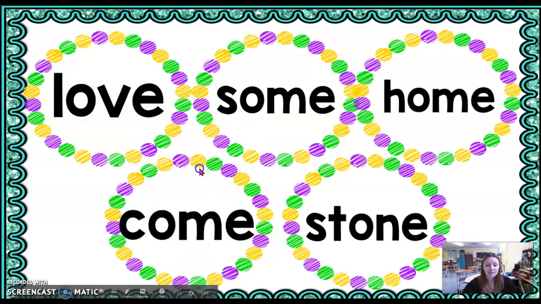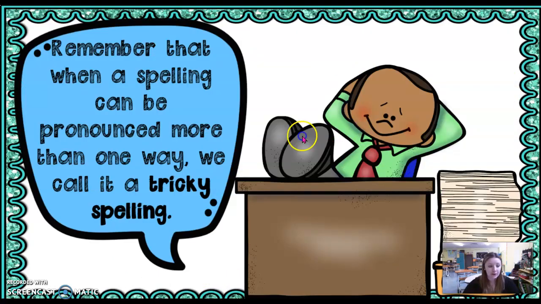This word says come. And this one says stone. Good. Stone makes the O sound. That's our magic E as well.